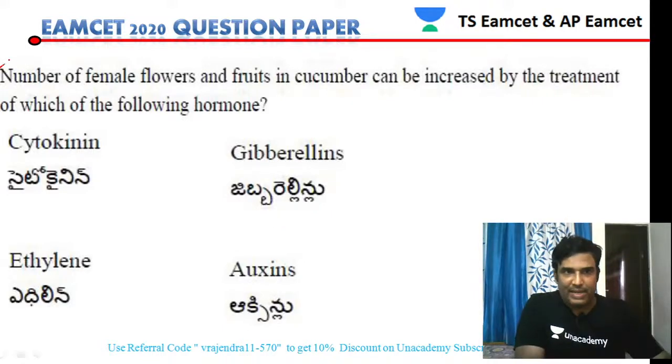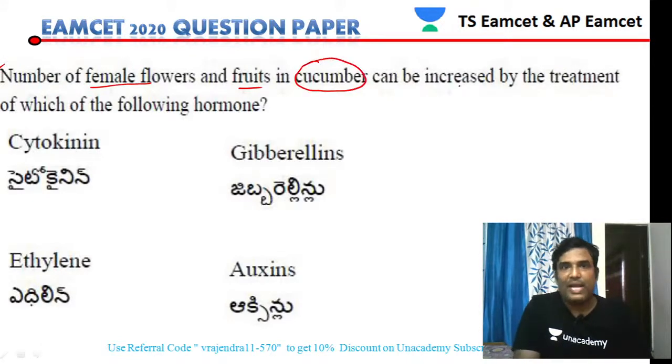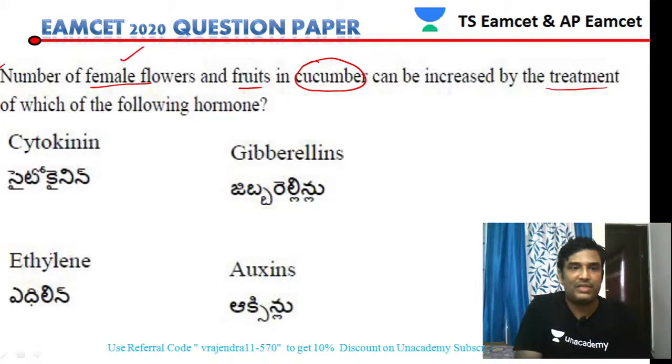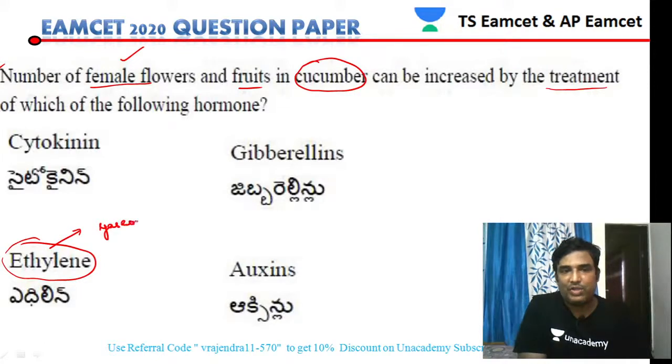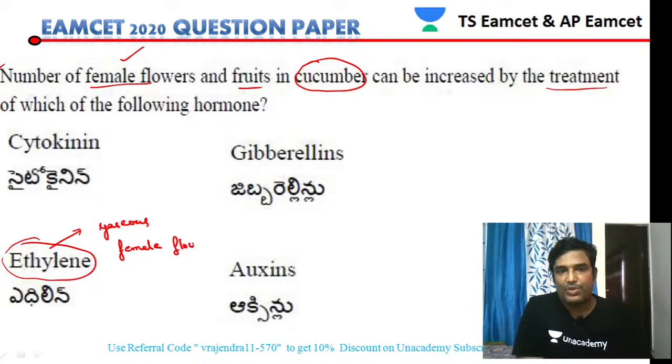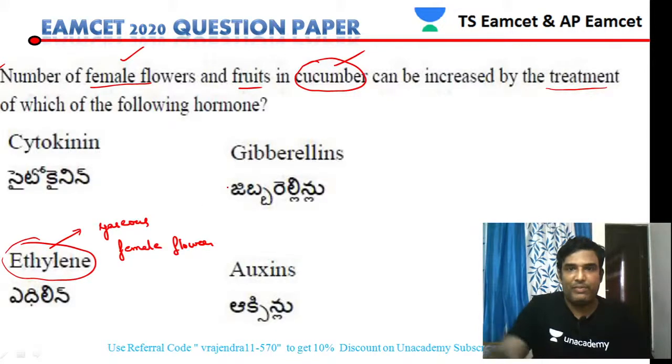The number of female flowers and fruits in cucumber can be increased by treatment with which hormone? There is one and only one hormone that produces many female flowers, that is ethylene. Ethylene is a gaseous hormone involved in the production of female flowers. No doubt about it, so ethylene will be our answer.